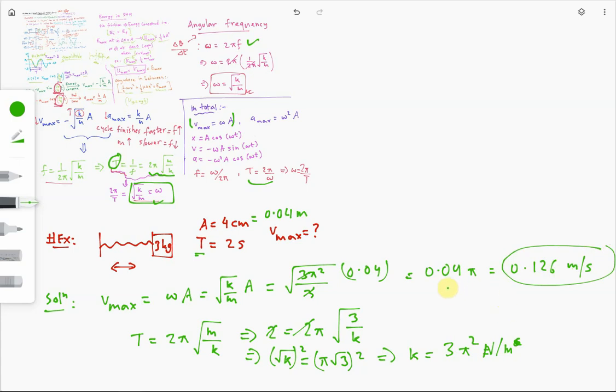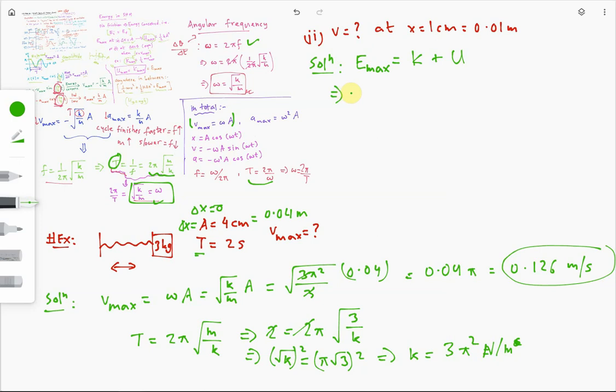Now let's look at the second part. The question asks in the second part, what is the speed at x equals 1 centimeter, or 0.01 meters? We know that the amplitude is 4 centimeters, so 1 centimeter is in between delta x equals 0 and delta x equals 4. Anywhere in between the equilibrium length of the spring and the amplitude of the spring, we have seen that the energy distribution is as follows. The maximum energy is distributed between the kinetic energy of the system and the potential energy of the system, anywhere between the two extreme points.